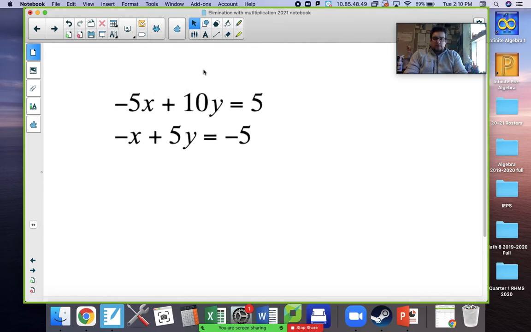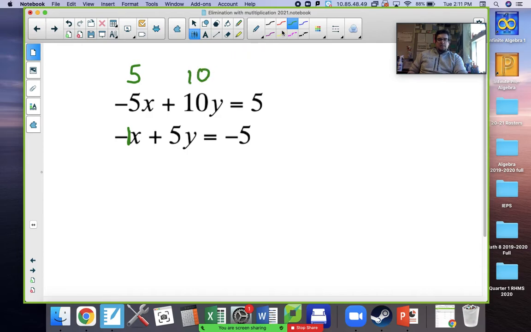So I look at this one. I don't have equal coefficients, so I can either make the x's become 5's or I can make the y's become 10's. It does not matter which one you choose. Pick the one that you think is going to be the easiest.